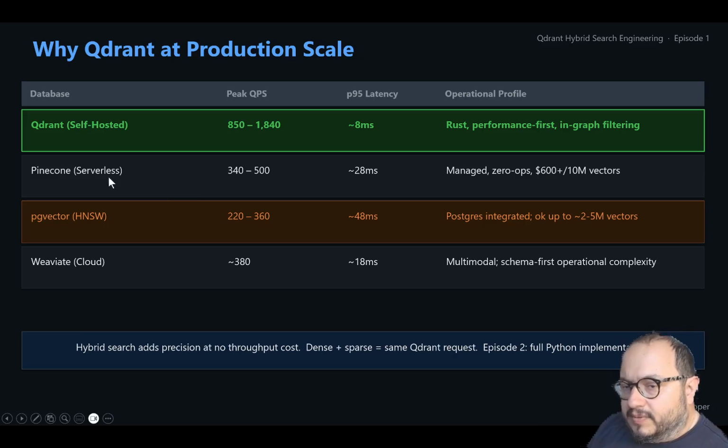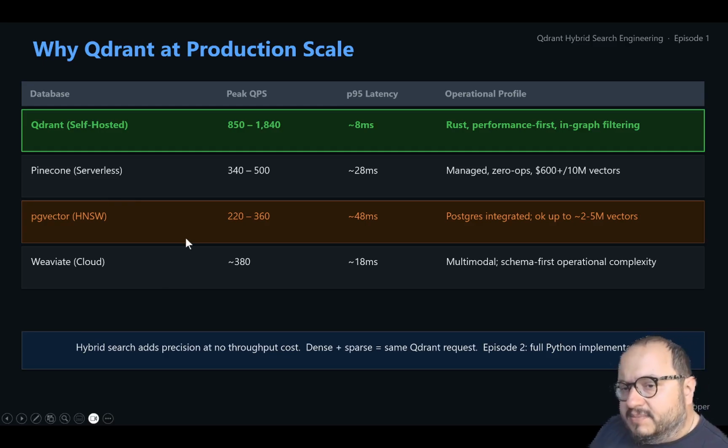Pinecone serverless: 340 to 500 QPS, 28 milliseconds P95. pgvector with HNSW: 220 to 360 QPS, 48 milliseconds P95. Weaviate Cloud: around 380 QPS, 18 milliseconds P95.